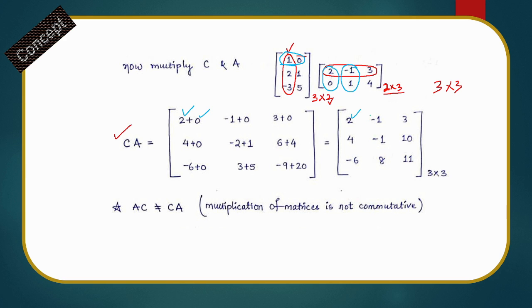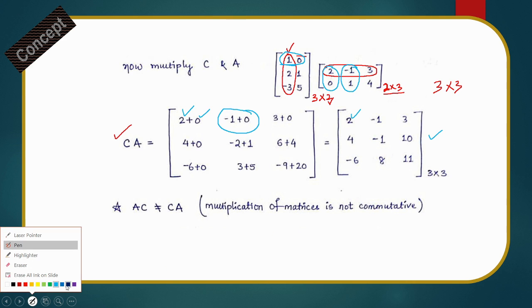1 into -1, -1, 0 into 1, 0. So -1 plus 0. Similarly, you can do for the other elements and it will be a 3 cross 3 matrix. You can see here. So again I am doing the matrix multiplication.